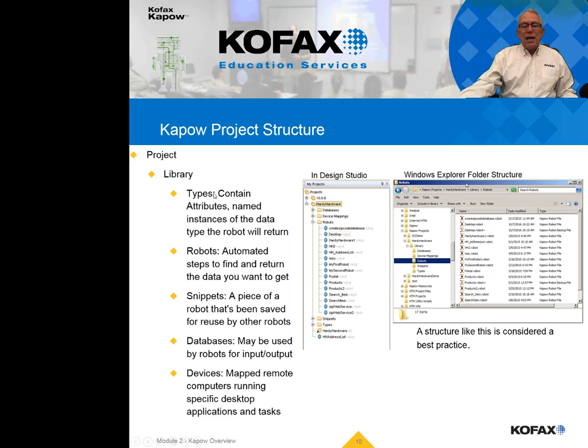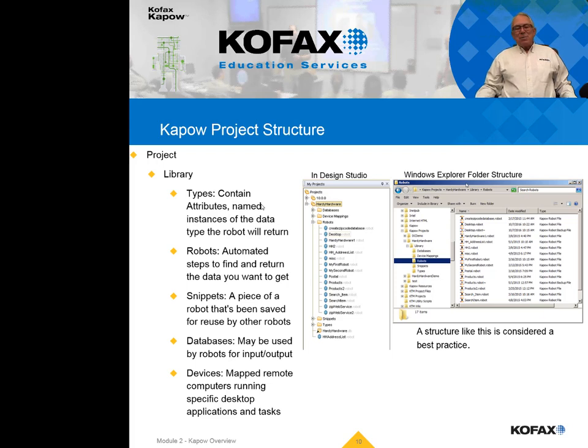Okay, so what are they? Types contain what we call attributes. And attributes are named instances of the data type the robot will return. For example, you can have a type that contains several items that are going to be returned. There might be one that's short text and another one that's long text and another one might be date, those kinds of things. That's what a type is. We'll be creating types when we create our first robot, not in the too far distant future.